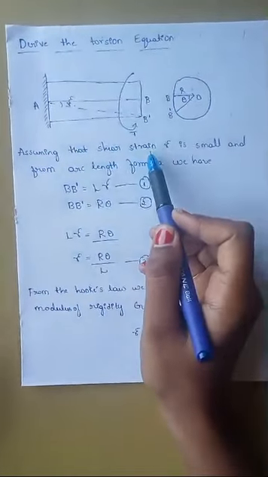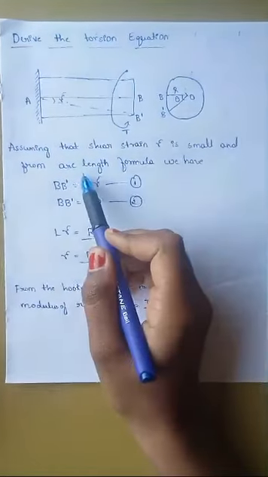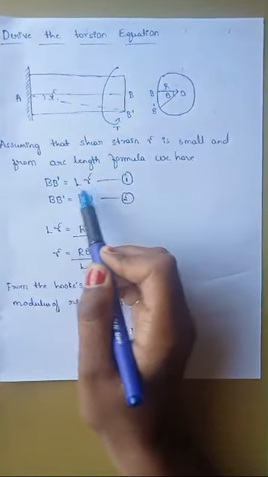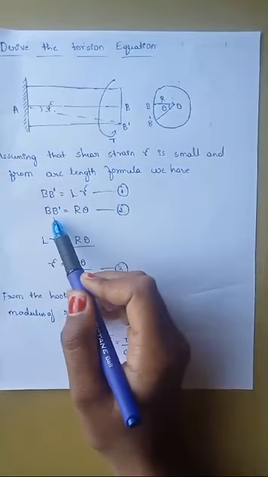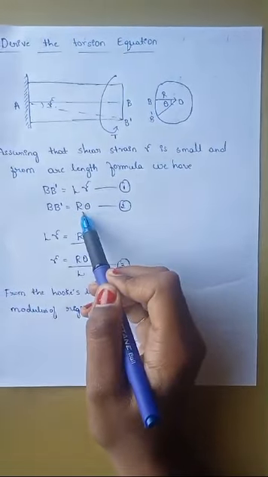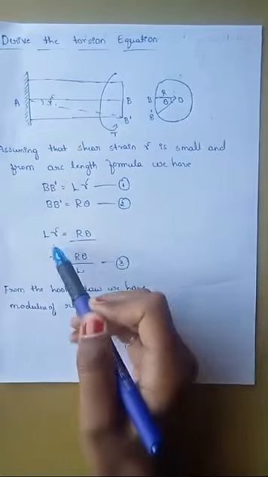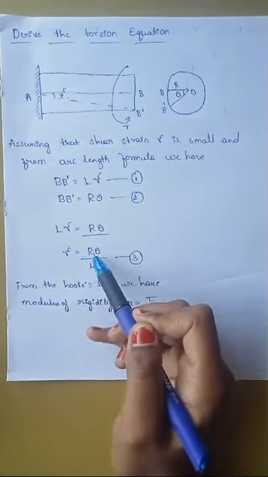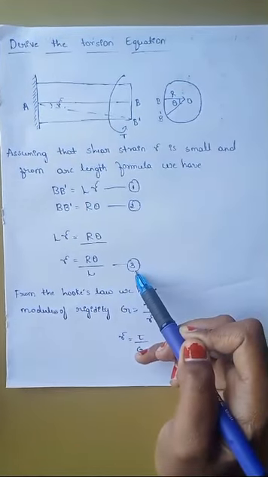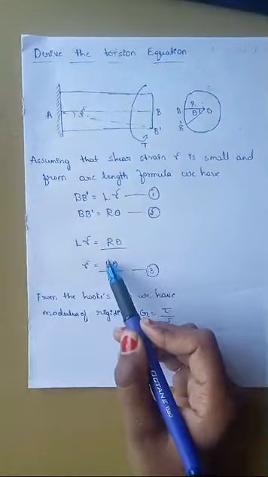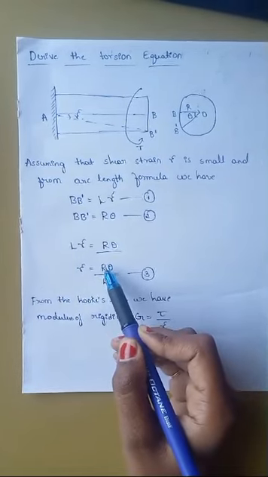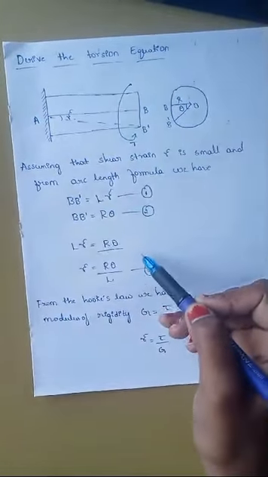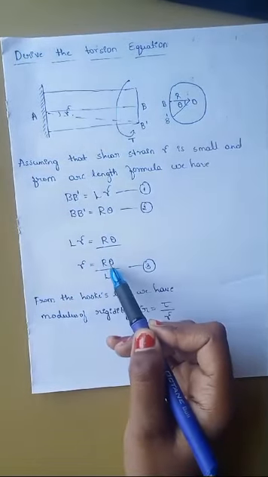Assuming that the shear strain gamma is small, from the arc length formula we have BB dash equals L gamma. Let this be equation 1. BB dash equals R theta. Let this be equation 2. So L gamma equals R theta, and gamma equals R theta by L. Let this be equation 3, where R is the radius of the section.